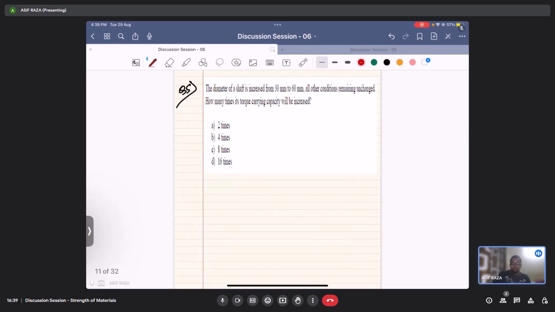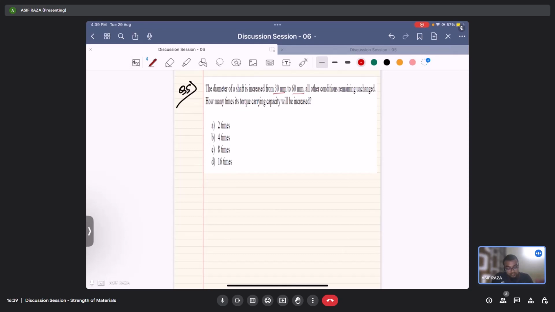So question number 5 is, the diameter of a shaft is increased from 30 mm to 60 mm, all other conditions remaining unchanged. How many times will its torque carrying capacity be increased? And the options are option A 2 times, option B 4 times, option C 8 times, and option D 16 times.